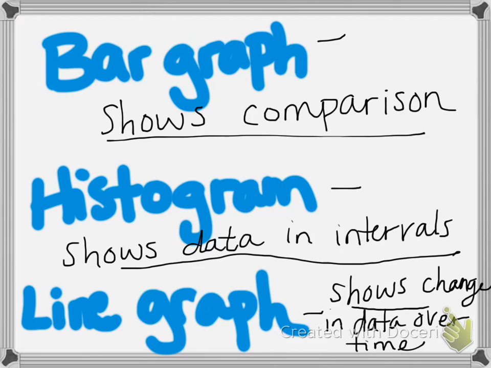And our line graph shows the change in data over time. So this is a situation where I have to be looking at data over time, not one instance. I would not use a line graph to compare my students' scores in intervals or individually because that's not over time. That's one instance in time.